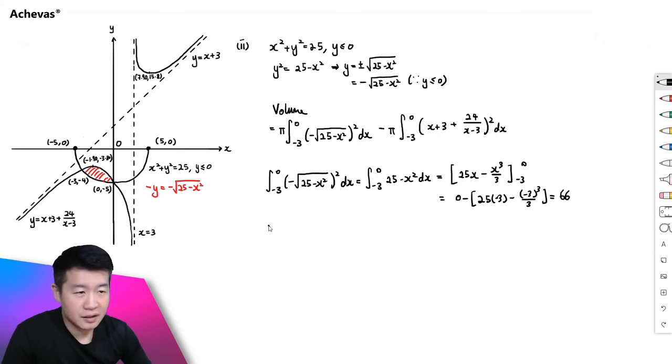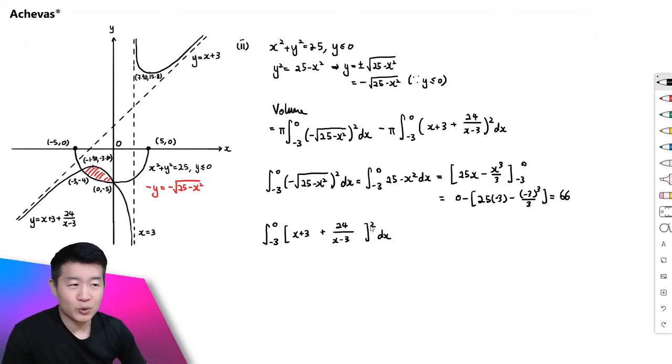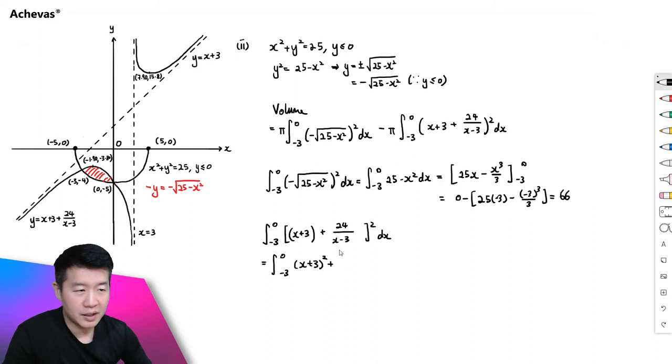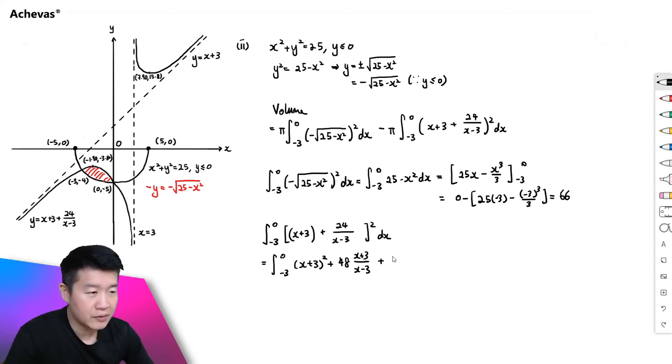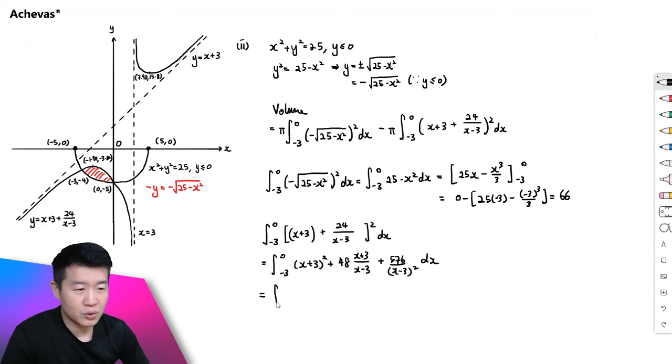And then let's integrate this. This is very, very tedious. From minus 3 to 0 of x plus 3 plus 24 over x minus 3, squared, dx. And in order for you to square this, my suggestion is to treat this as two terms. I'm going to treat this as one term, and this as another term. So squaring this, applying your a plus b squared, it is going to be a squared plus 2ab, 2 times this is 48, of x plus 3 divided by x minus 3. Then plus b squared, 24 squared is 576, divided by x minus 3 squared, dx. So it will be from minus 3 to 0.